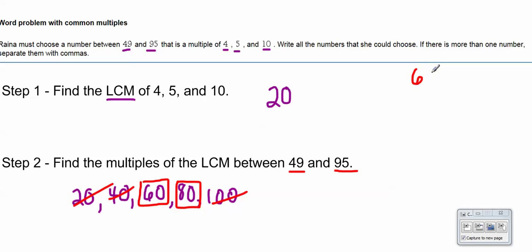So write all the numbers that she could choose. She could choose 60, and she could choose 80. And that's the answer: the numbers between 49 and 95 that are multiples of 4, 5, and 10. That means 4, 5, and 10 all three will go into 60 and 80 as factors. Let's do another one.